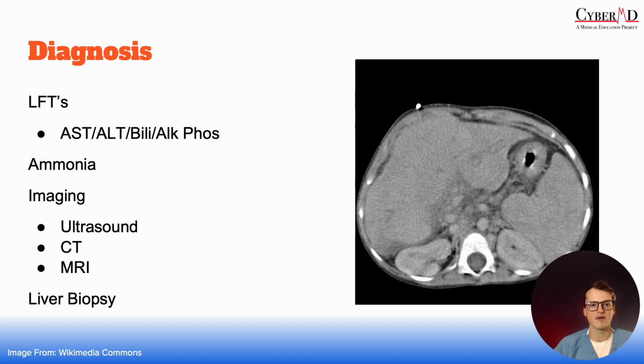We also have MRI, and that's going to offer even more detailed images, and it's particularly helpful in characterizing liver nodules and assessing vascular anatomy. Lastly, in certain cases, a liver biopsy may be necessary. It's technically the definitive way to assess the degree of liver damage and fibrosis, helping to confirm the diagnosis and gauge the progression of cirrhosis.